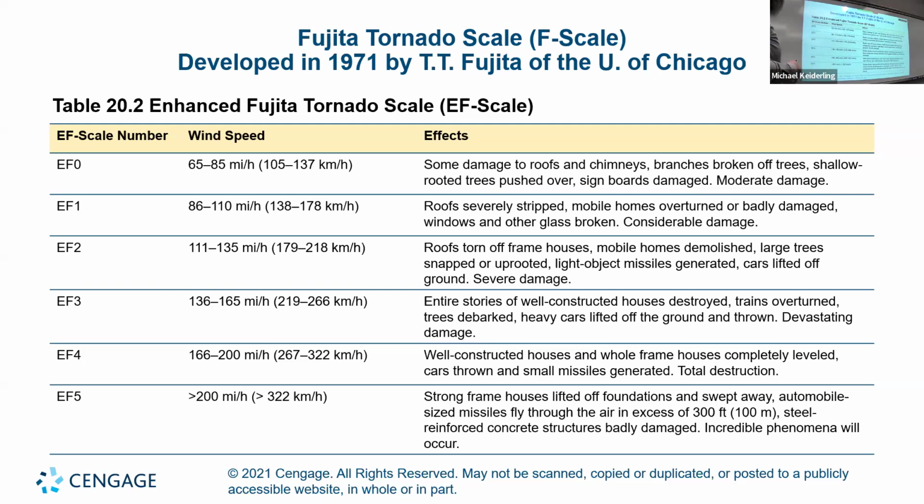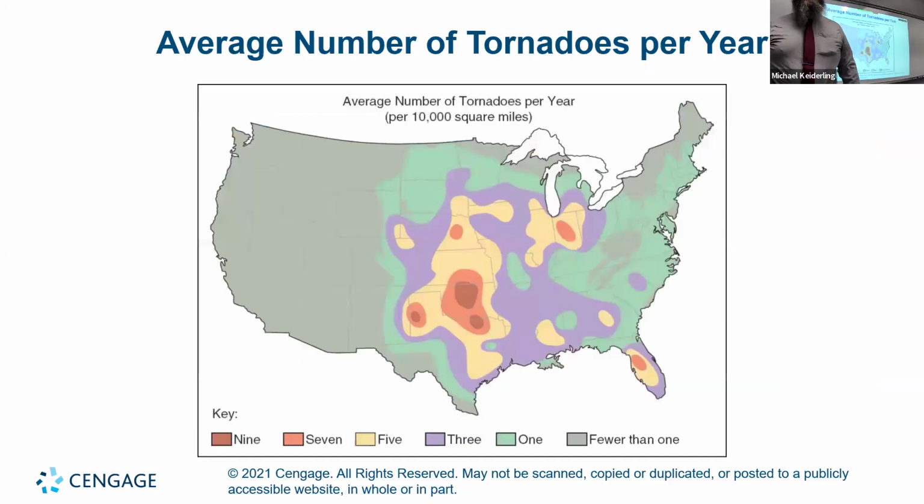EF4 is 166 to 200 miles per hour. Well-constructed houses and whole frame houses are completely leveled. Cars are thrown and small missiles are generated. This is total destruction. And EF5 is over 200 miles per hour. Strong frame houses are lifted off of foundations and swept away, automobile-sized missiles fly through the air in excess of 300 feet, steel-reinforced concrete structures get badly damaged. This incredible phenomenon will occur, but these are very rare. Generally, you get much smaller tornadoes.